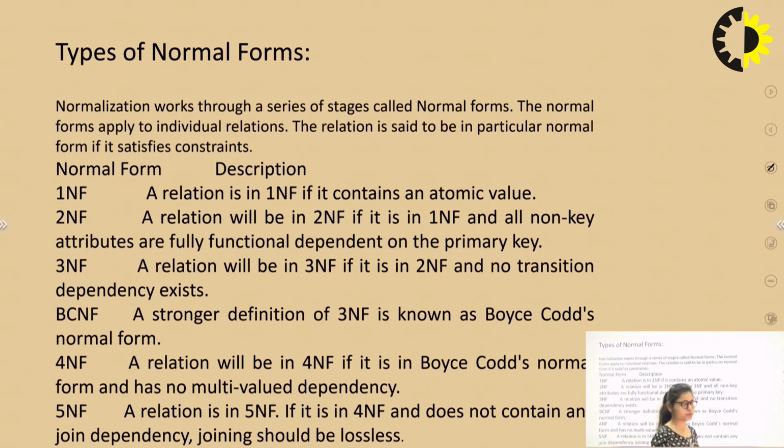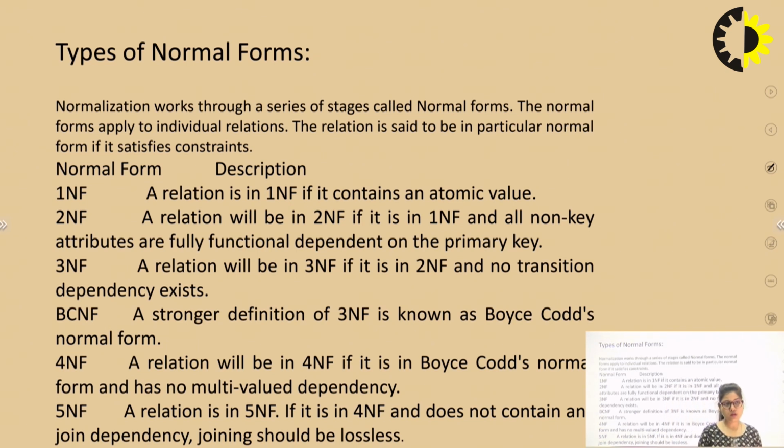Now, 3NF. A relation will be in 3NF if it is in 2NF and no transitive dependency exists. Suppose X determines Y, and Y determines Z, then X determines Z. This is transitivity, and this scenario is not present in 3NF. Now, the fourth one is BCNF, Boyce-Codd normal form. A stronger definition of 3NF is known as Boyce-Codd normal form.